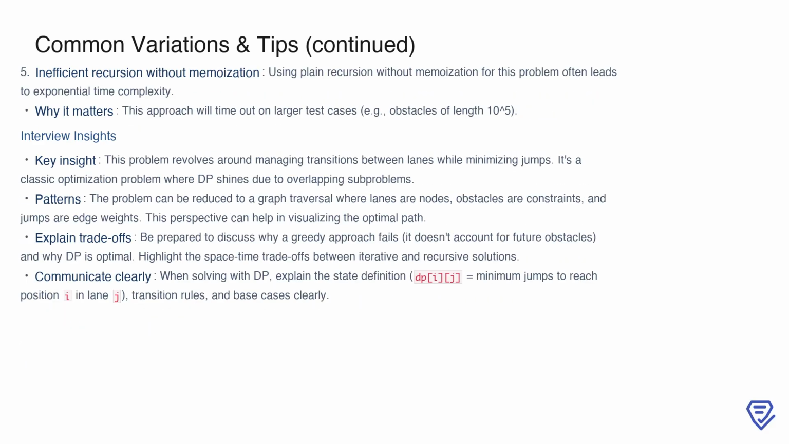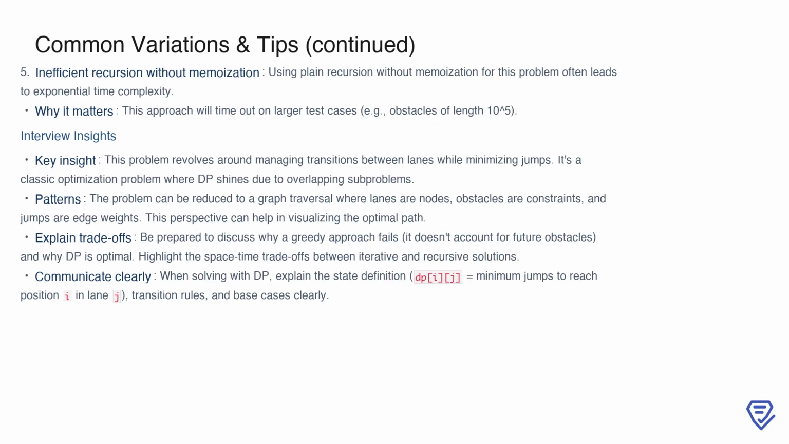Another mistake to avoid is using plain recursion without memoization. While recursion can be conceptually simple, its exponential time complexity becomes infeasible for larger inputs, such as when the obstacle array has a length of 10 to the power of 5. Memoization enables you to reuse previously computed results, drastically improving efficiency.